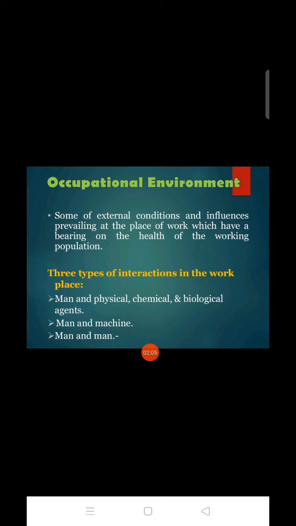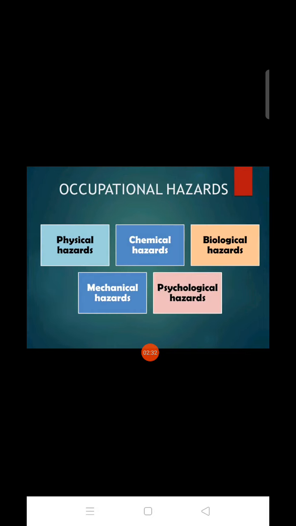There are three types of interaction in the workplace: man and physical, chemical and biological agents; man and machine; and man and man. These are the types of interaction in the workplace.